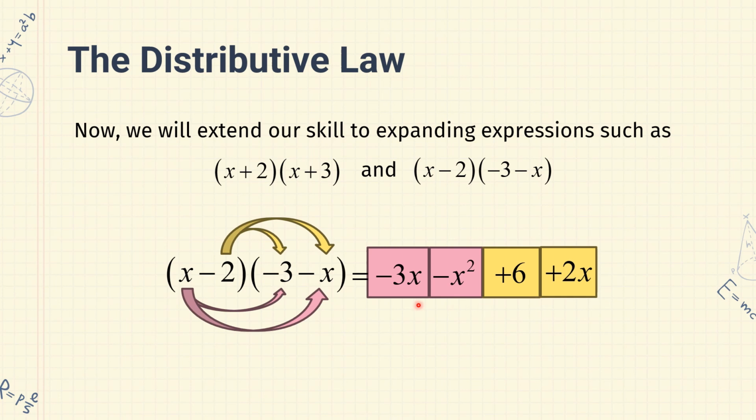Then we recognize that there are again like terms, where we have a negative 3x as well as a positive 2x. A minus 3x and positive 2x will simplify to a negative x, or rather negative 1x, which some of you may think that way. So in simplifying this expression, our final answer would then become negative x squared minus x plus 6.